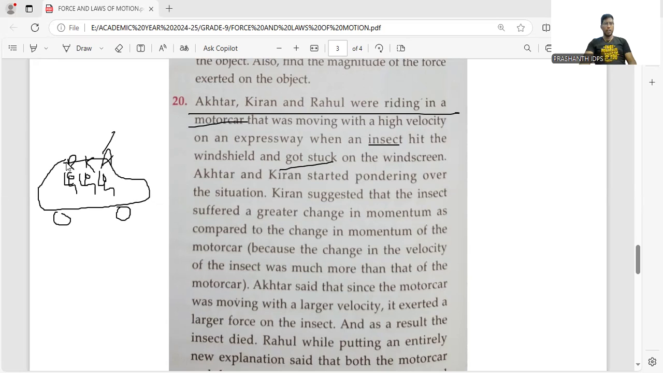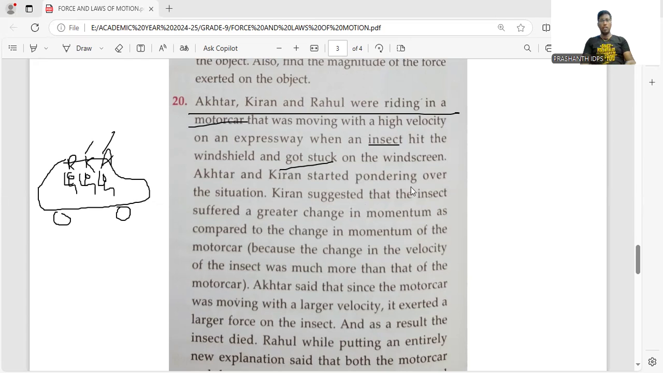Akhtar and Kiran, the first and second guys, started pondering over the situation. They were talking about what happened. The insect came and struck the windshield. That is what happened, right? So they both were talking about it, and then finally, next, what happened?